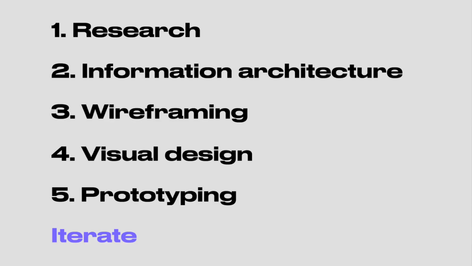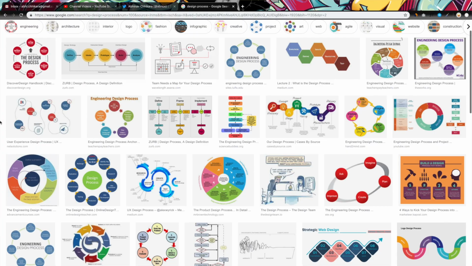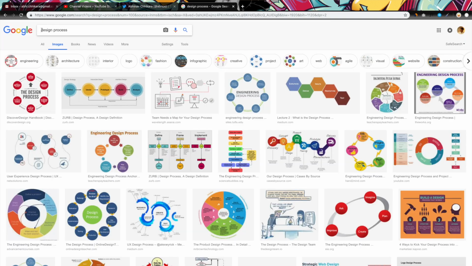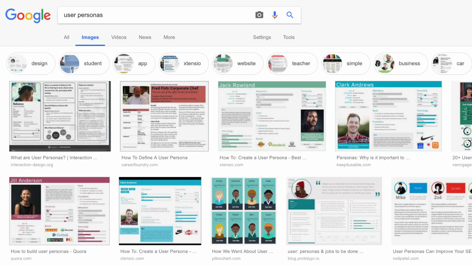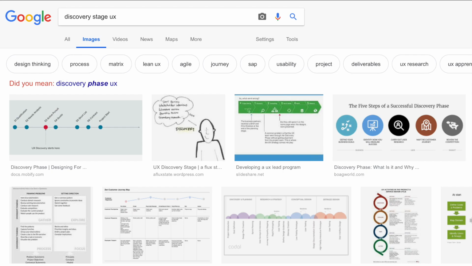Before I get started, I want to introduce this concept to you of design methods. If you watched my last video, I talked about the steps of research, information architecture, wireframing, visual design, and then prototyping. If you go and Google it, you're going to find a lot more things than I talked about. You're going to find journey mapping, user empathy mapping, storyboarding, user personas, synthesis, discovery. You're going to find a lot of different things. Are they not important? Why am I not covering them?